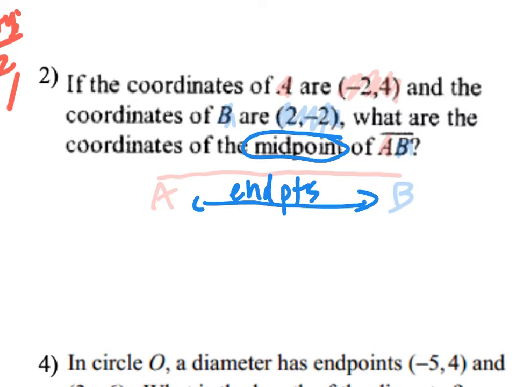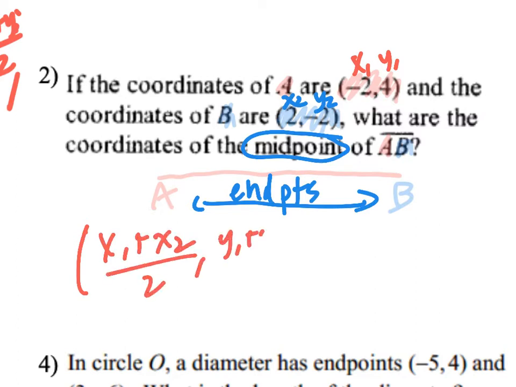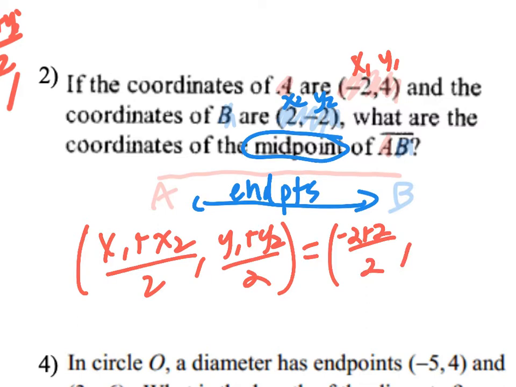So I'm just going to label this as my -2 is going to be my x1, 4 is my y1, and then 2 is going to be my x2, -2 is going to be my y2. Just substitute this in. Just to refresh, x1 plus x2 over 2, y1 plus y2 over 2. You're taking the average of the coordinates of the endpoints in order to get your midpoint. So you have -2 plus 2 all over 2. And we have 4 plus -2 all over 2.